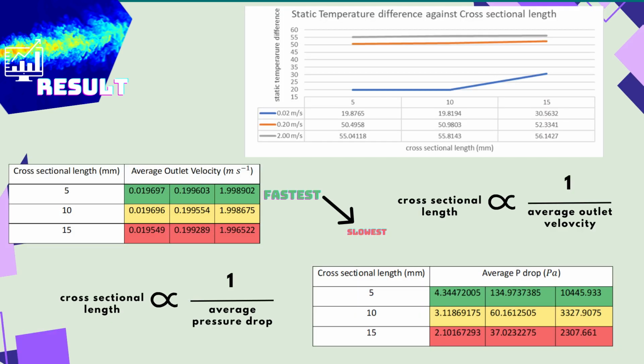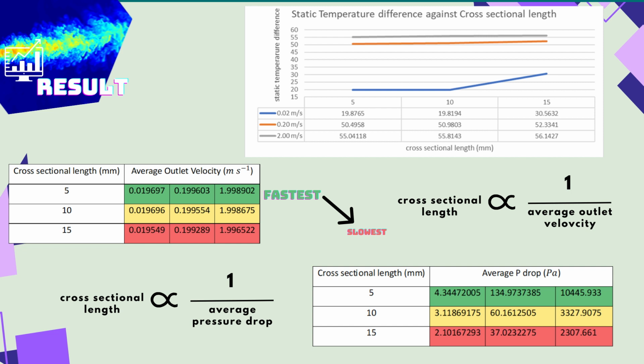This is the graph of the static temperature difference between the hot and cold outlet against cross-sectional length at the different inlet velocities. We can see the temperature difference increases when the cross-sectional length increases at all velocities, except for 5mm and 10mm length at 0.02 meter per second, where the temperature difference decreases a little.